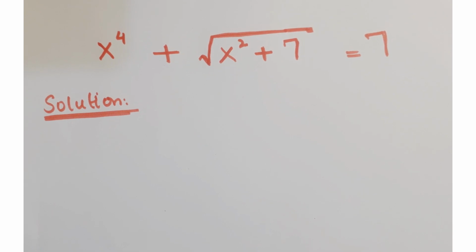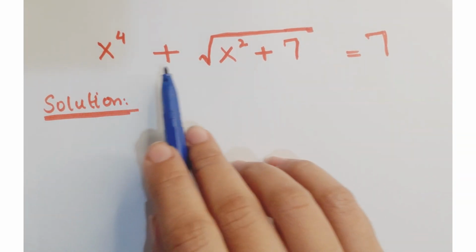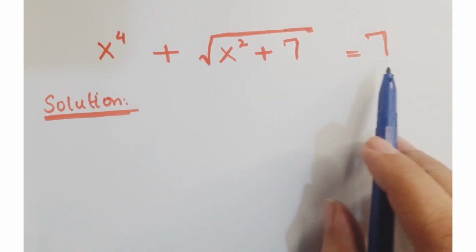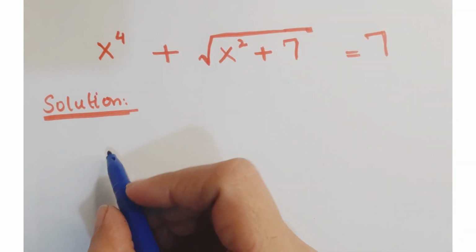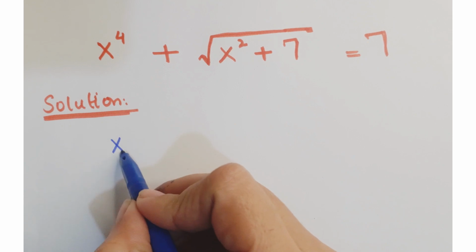Hi guys, look at this question. The question is x to the power 4 plus under root x square plus 7 is equals to 7, and we have to find the value of x. Let's see how do we proceed in this question.